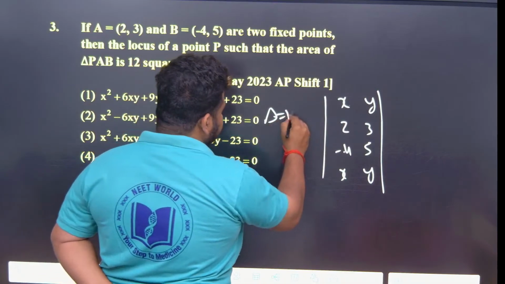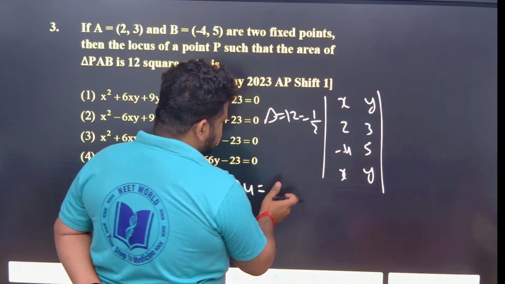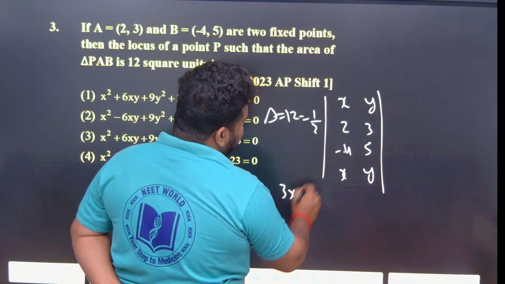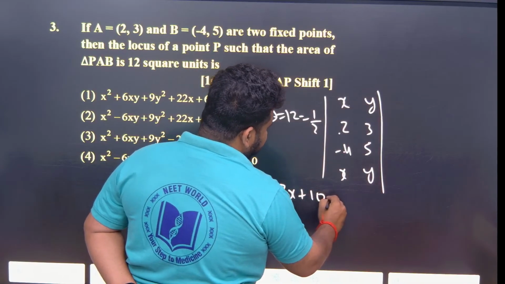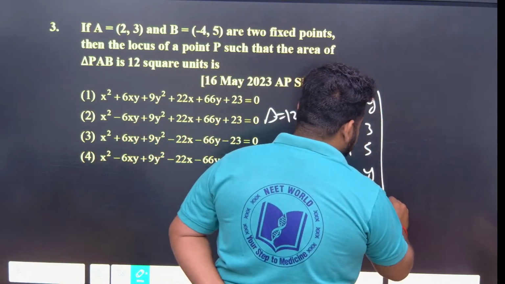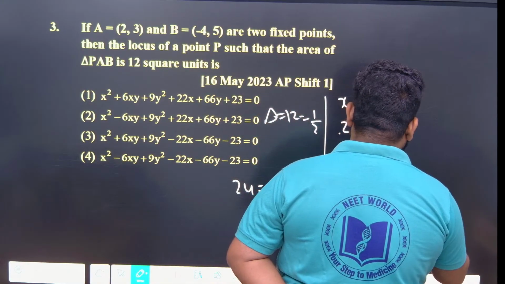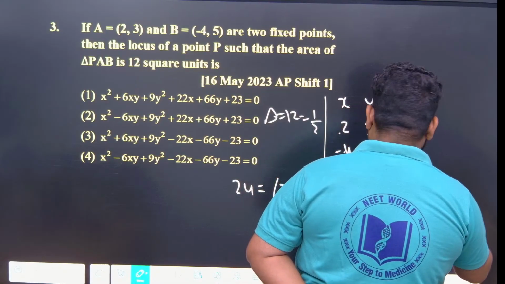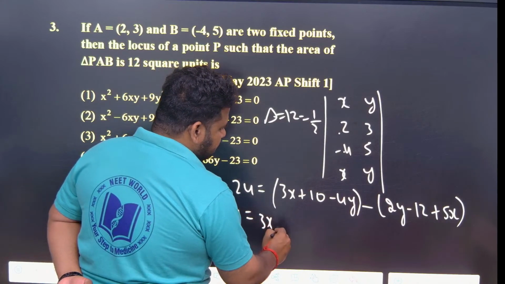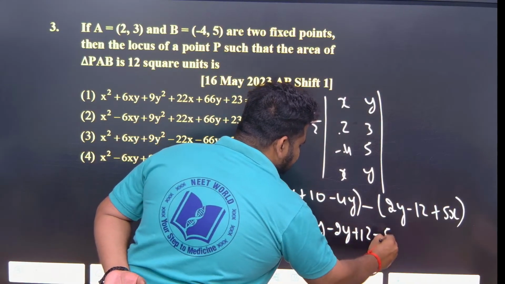So delta is equal to 12 is equal to 1 by 2. So we will have 24 is equal to what I can write here? Don't write half again, half you have multiplied here. So x into 3 is 3x. 2 into 5 is 10. Minus 4 into y is 4y. Minus, y into 2 is 2y. Then minus 12 plus 5x. Correct? Now solve this equation. 24 is equal to 3x plus 10 minus 4y minus 2y plus 12 minus 5x.